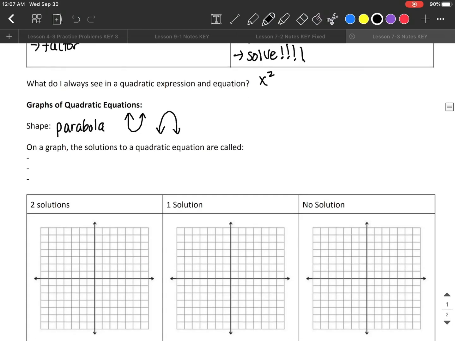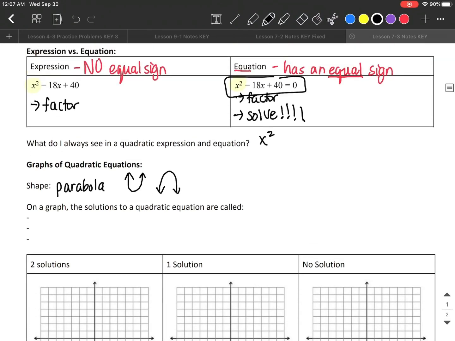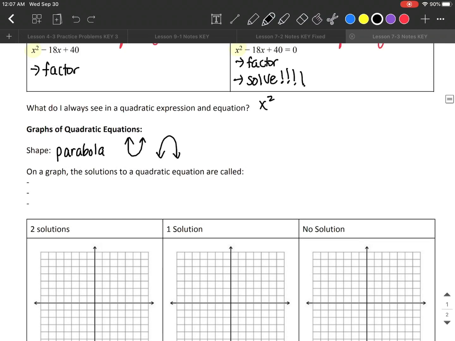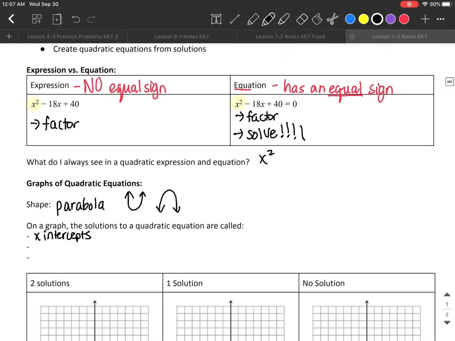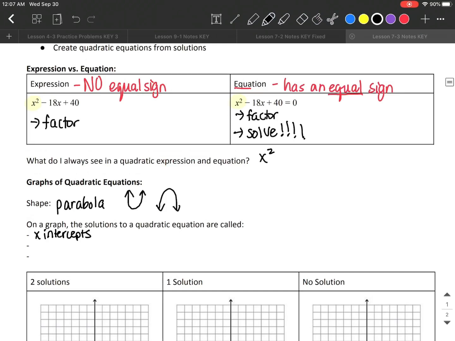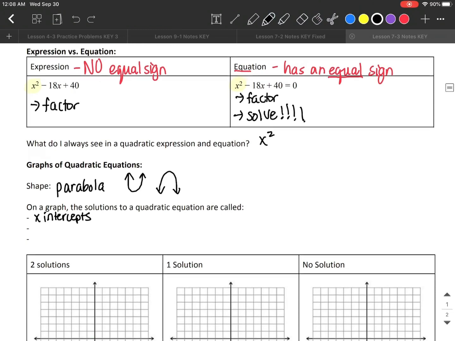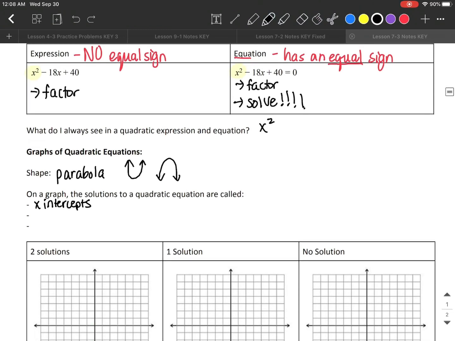On a graph, the solutions to a quadratic equation are called, and so what you would find x is equal to when you solve this thing, those are the x-intercepts. So that makes sense because you're asking, what does x have to be equal to for your output to be 0? Quadratic equations, you always want them to be equal to 0. When you solve them, you're going to get your x-intercepts. So that's what's going to make y equal to 0.